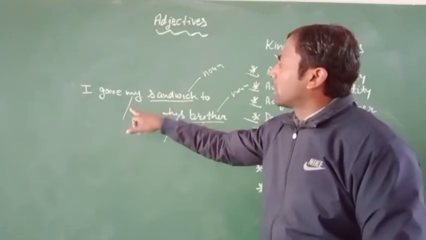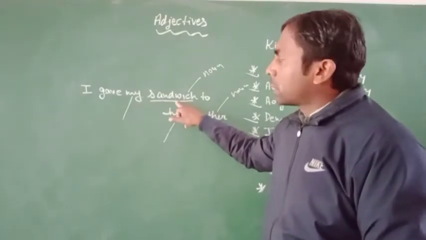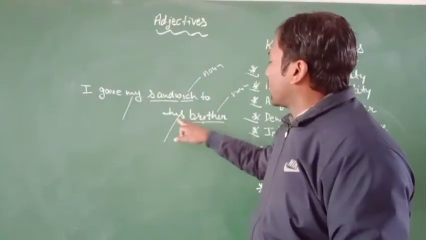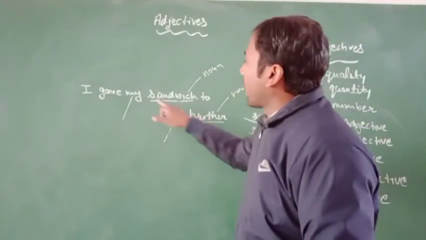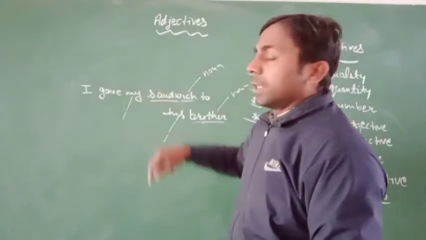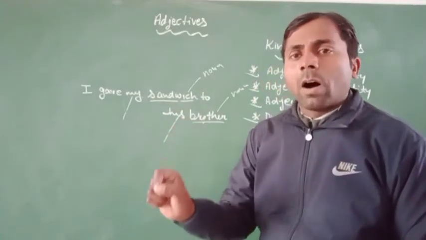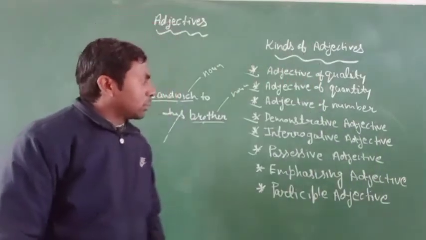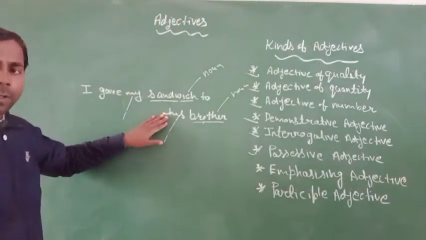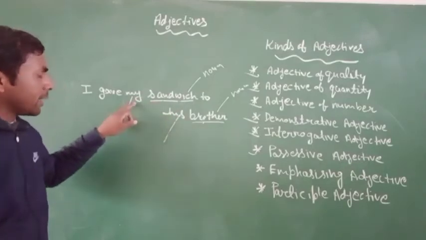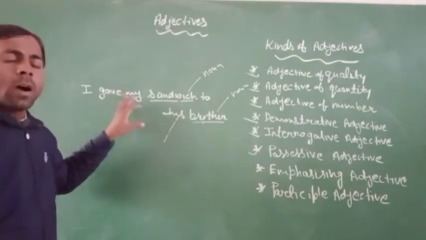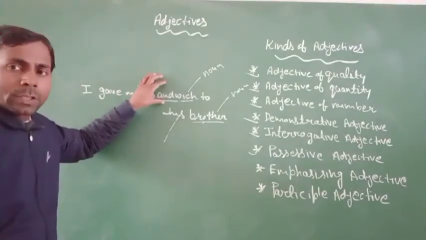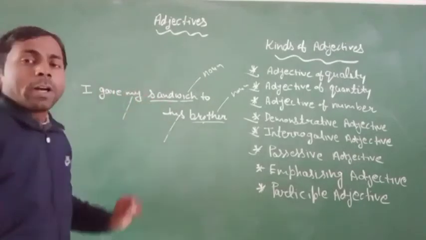Here the sandwich, who said it? It is the sandwich of I. And who takes it? His brother. So his and my both are telling us about the belongings or the possessions. These types of words are used before the noun word, and they express the belonging of things or a person. So this type of word will be the possession.